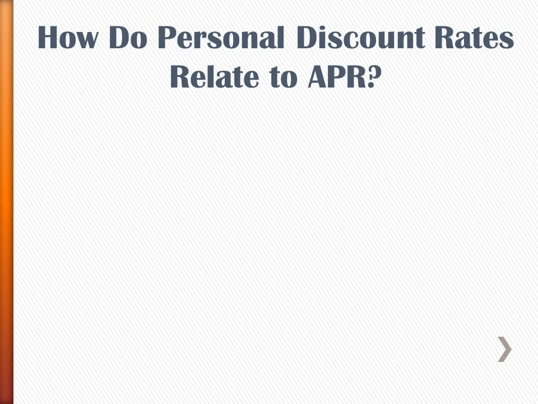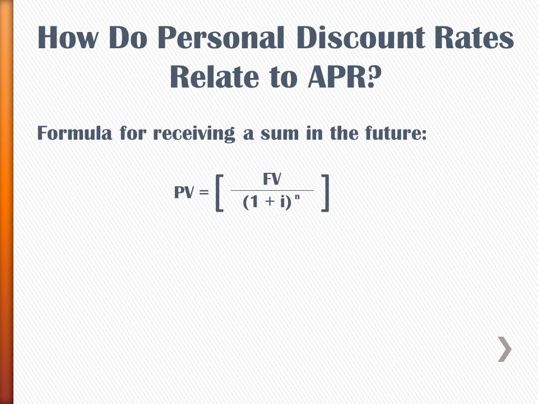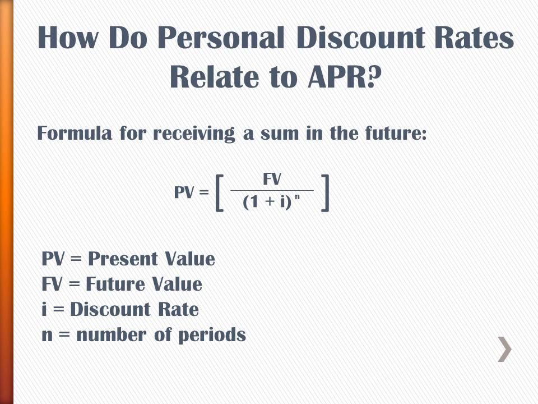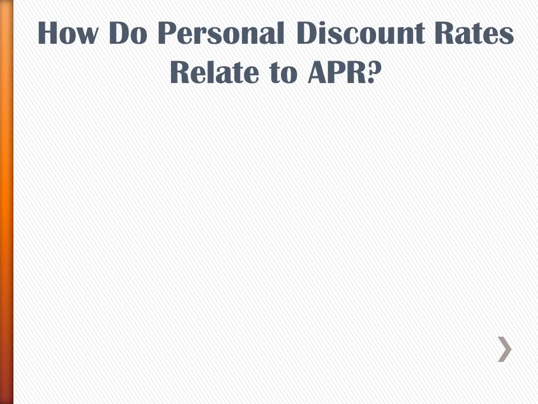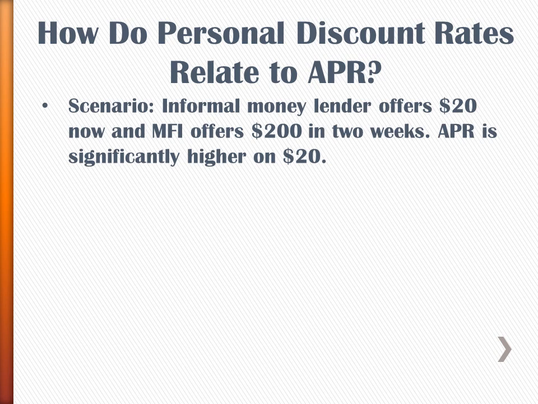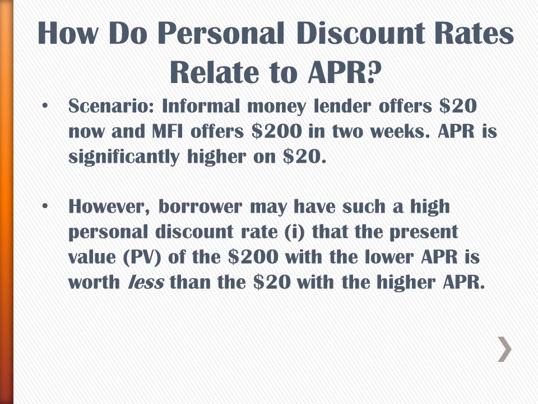How do personal discount rates relate to APR? Here's the formula for receiving a sum in the future. Here's one scenario. Informal moneylender offers $20 now, and an MFI offers $200 in 2 weeks. APR is significantly higher on the $20. However, borrower may have such a high personal discount rate that the present value of the $200 with lower APR is worth less than the $20 with a higher APR.